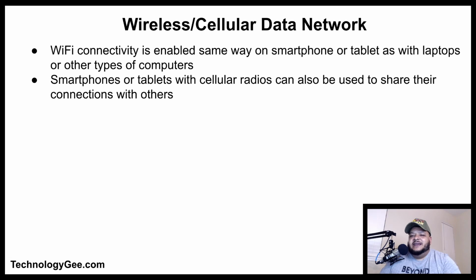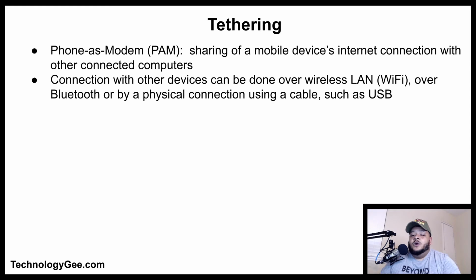Wireless cellular data network. So Wi-Fi connectivity is enabled the same way on a smartphone or tablet as with laptops and other types of computers. In addition, smartphones or tablets with cellular radios can also be used to share their connection with others. And one way they can do that is by tethering. So tethering, or what is known as phone as modem or PAM, is the sharing of a mobile device's internet connection with other connected computers.